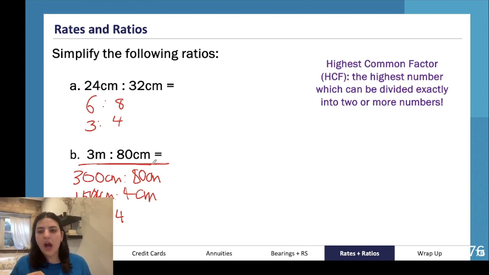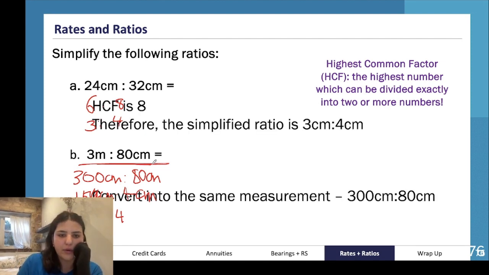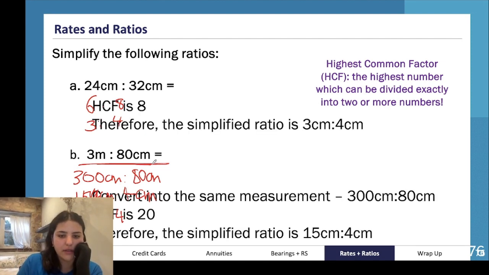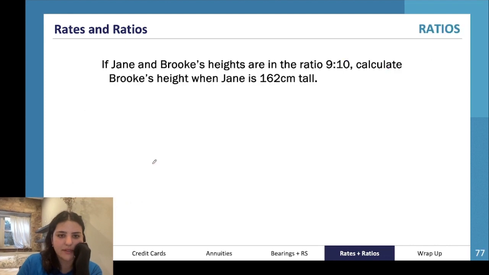Okay, so yeah, the highest common factor is what we're looking for. The highest number which can be divided exactly into 2 or more numbers. Therefore, 3 to 4, and this one 15 centimeters to 4 centimeters.